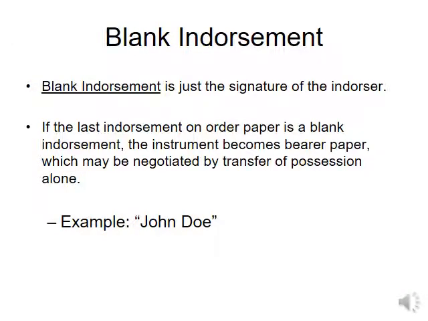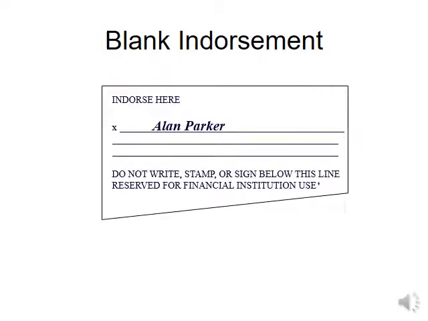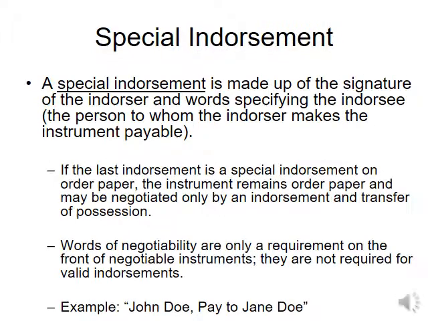So again, a blank endorsement is just the signature of the endorser. If the last endorsement is blank, the instrument will be bearer, which means that negotiation can be done just by transfer. For example, if the signature on the back is John Doe, this instrument is a bearer instrument and it will be characterized as a blank endorsement. This is an example on the back of the instrument. Just the signature of Alan Parker is a blank endorsement, and it's also a bearer instrument because the blank endorsement is the only endorsement. A special endorsement is made out to a specific party.